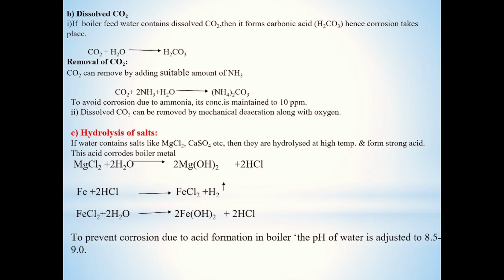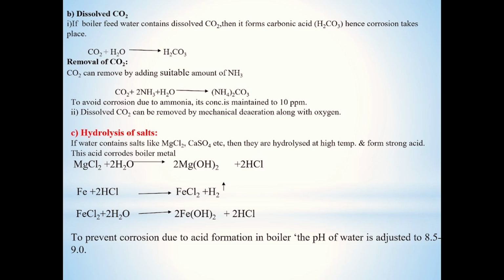Second reason, dissolved CO2. If boiler feed water contains dissolved CO2, then it forms carbonic acid, hence corrosion takes place. The reaction indicates CO2 plus H2O, formation of carbonic acid, and in the presence of acid, the corrosion rate increases. To avoid the corrosion due to CO2, we have to remove the CO2, and there are two methods as we discussed. One is the chemical method and second is the physical method.